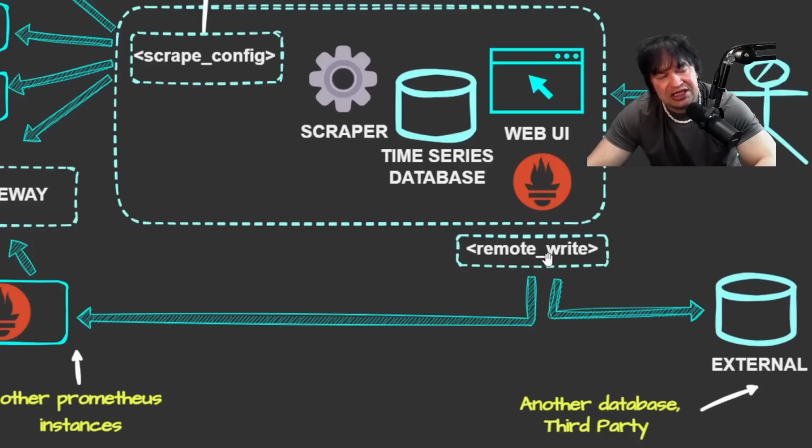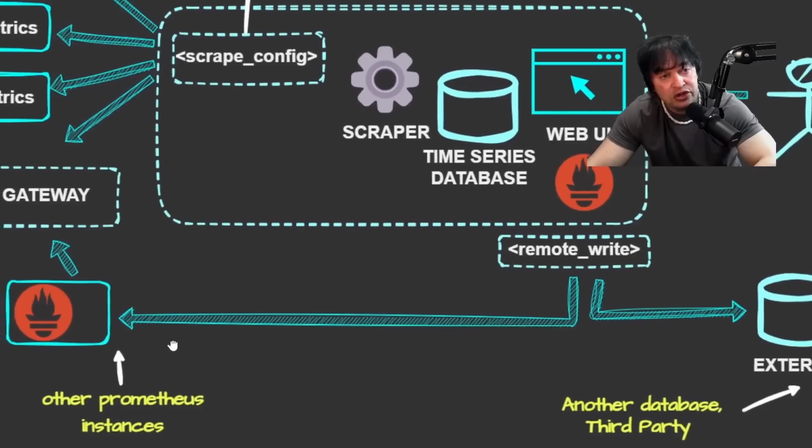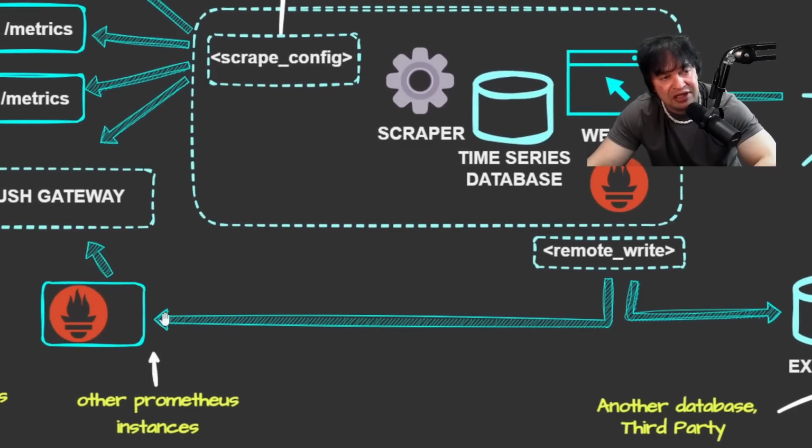Prometheus also supports another configuration called remote write, which allows Prometheus instances to send data elsewhere. You could be sending this to some external storage, like a third-party monitoring solution, something like New Relic or Datadog. You can send it there, or you can send it to another database, or you could even send it to another Prometheus instance. This allows you to make Prometheus highly available.